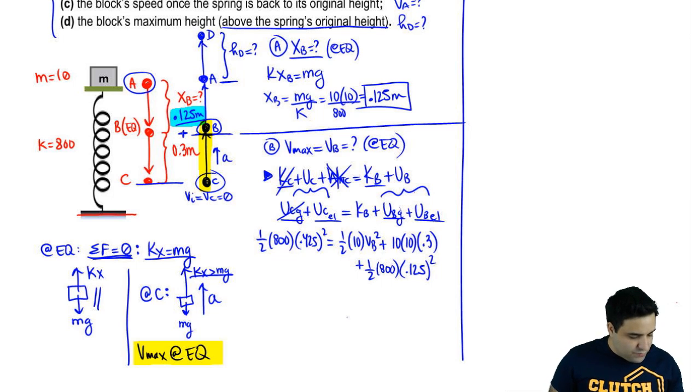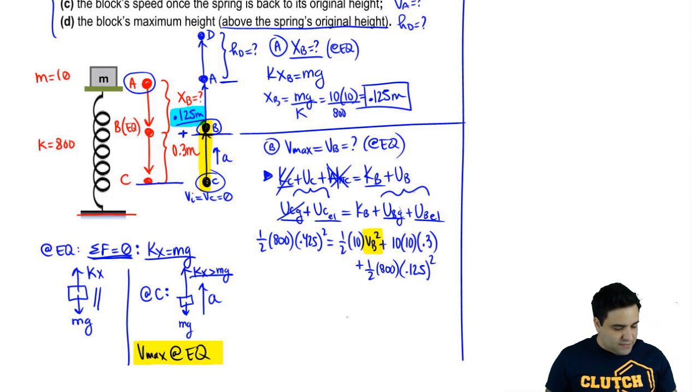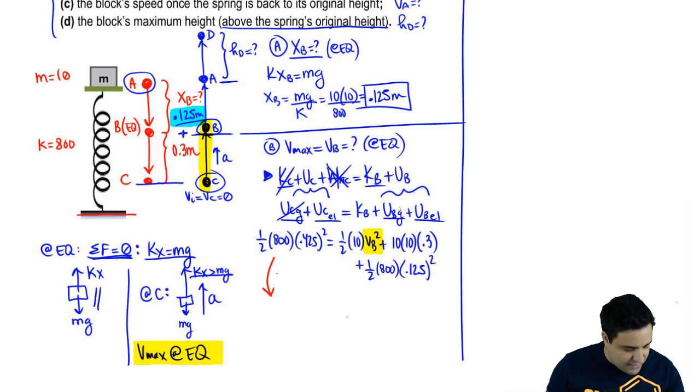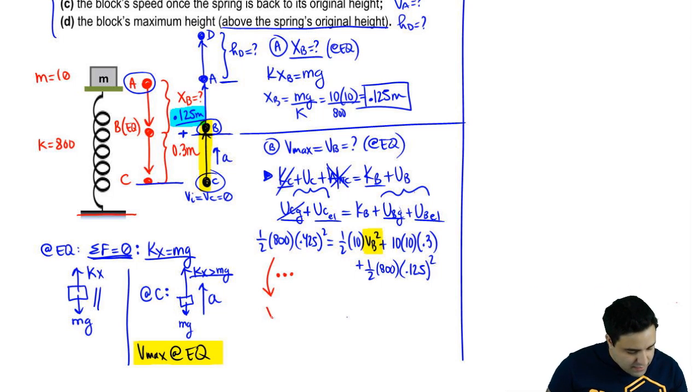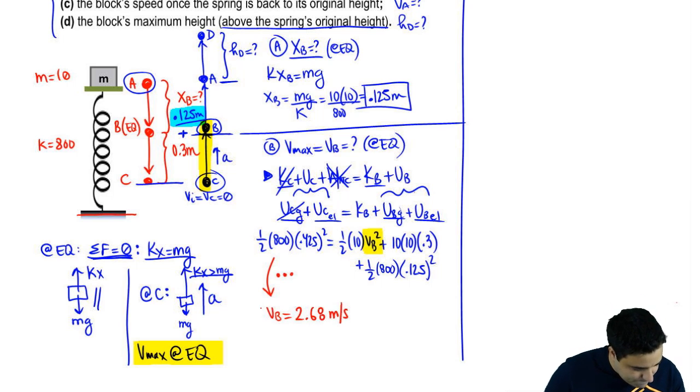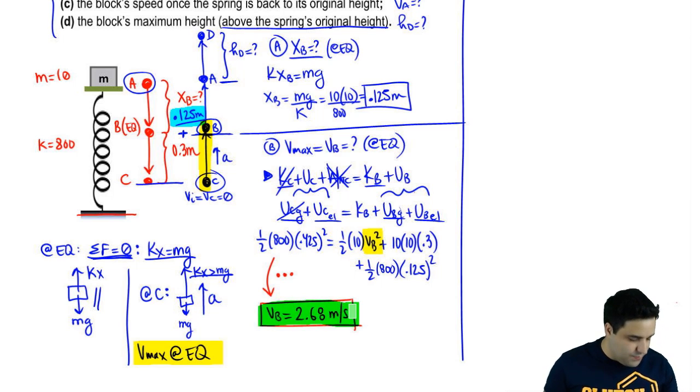Cool. So now if you notice, we have a bunch of numbers, and VB is the only variable. So the physics is done. We just have to solve here using algebra. In the interest of time, you should definitely practice this and make sure that you get the answer right. But I'm going to skip some steps here and tell you that VB comes out to be, I wrote this down, 2.68 meters per second. And that is your maximum speed.